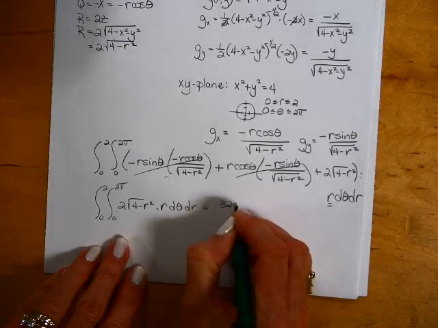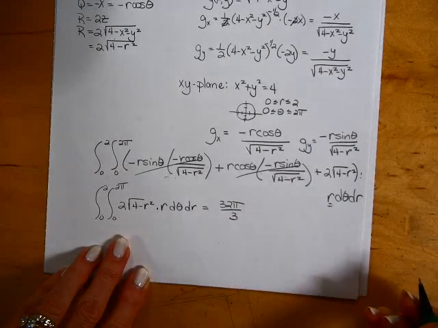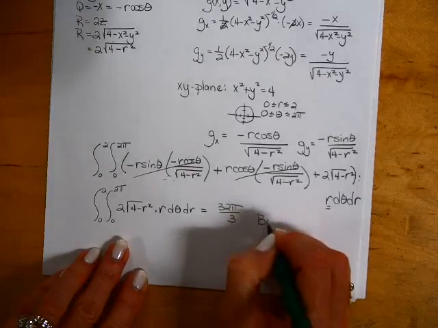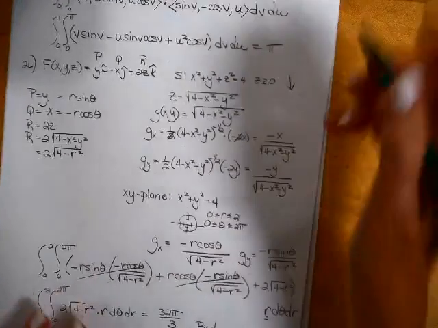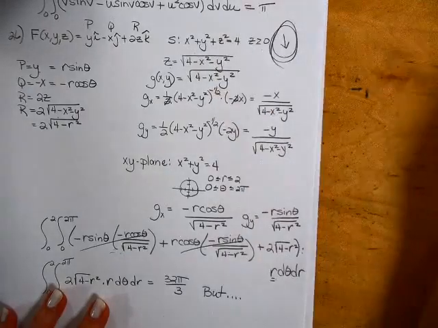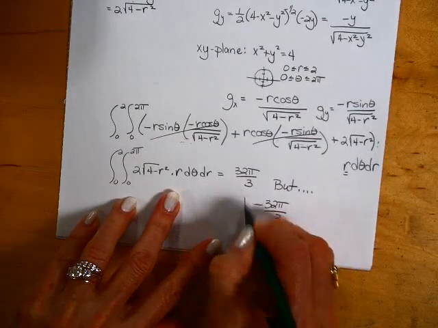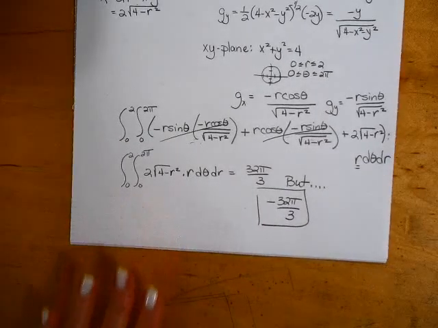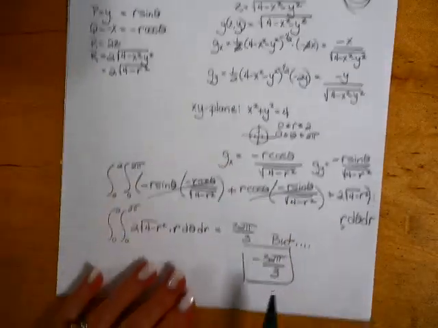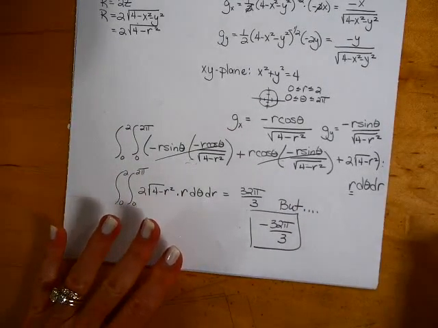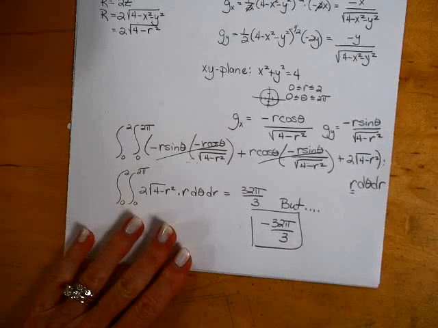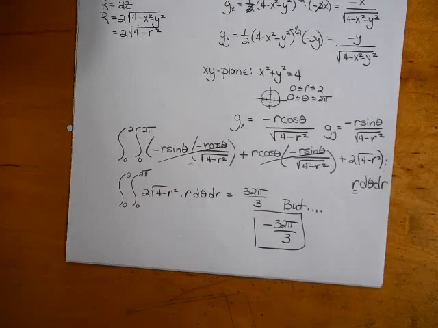I had 32 pi over 3, but, right, this was a downward orientation, so my answer is negative 32 pi over 3. Because the orientation is downward, I multiply by -1. I could have multiplied by -1 when I set up my integral, but I just saved it to the end. Just don't forget it, whatever you do. Alrighty. What questions do you have about these surface integrals?